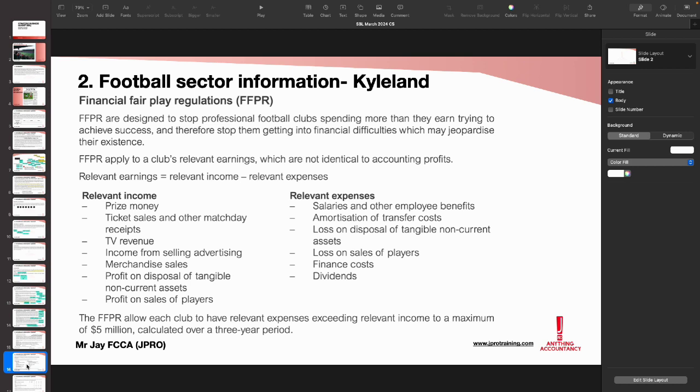So they're trying to create a system that stops you from doing that. Okay, so therefore it stops them getting into financial difficulty that may jeopardize their existence. So this is more about the sustainability of the business, whether your business can sustain. FFPR applies to clubs' relevant earnings, which are not identical to accounting profit, right?